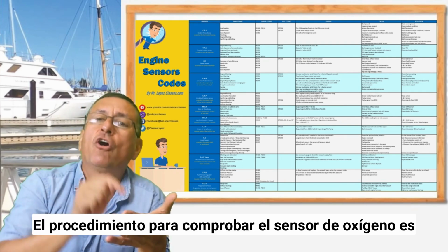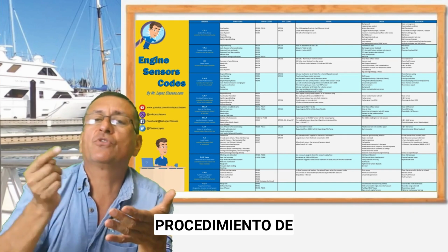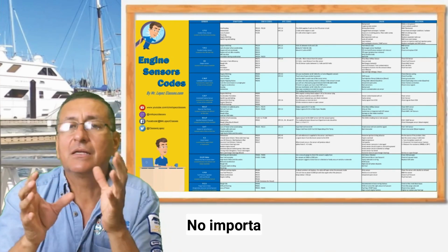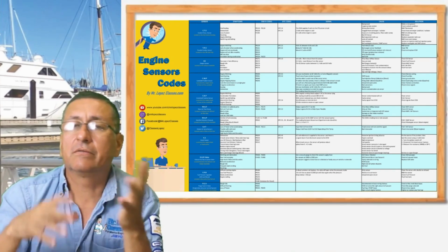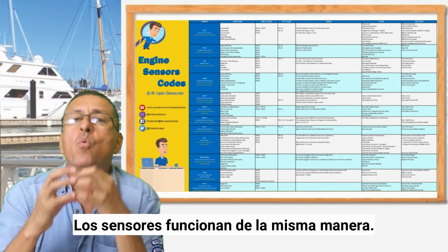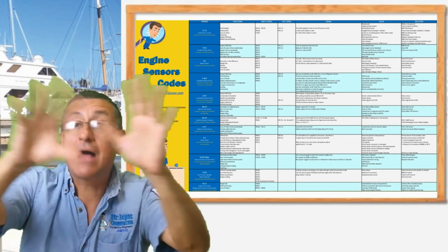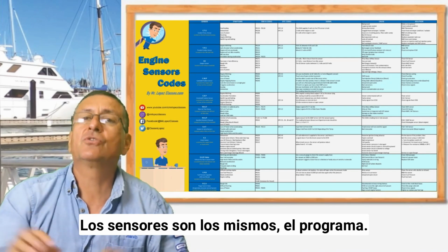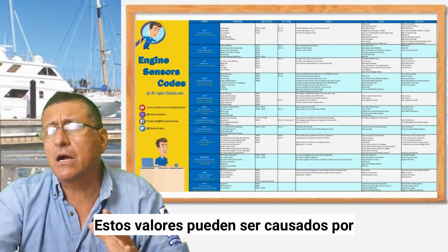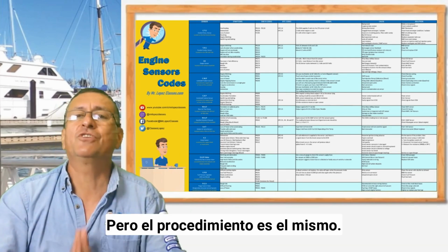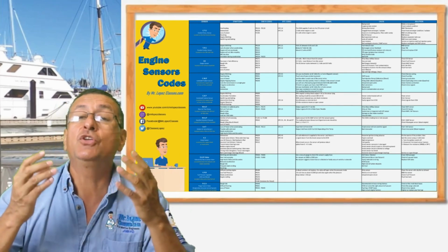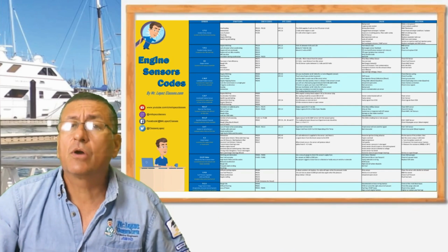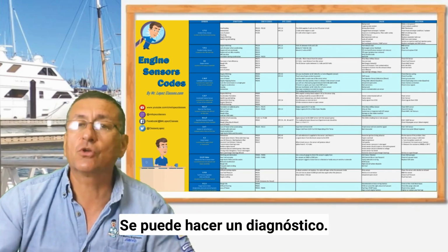The procedure to check the oxygen sensor is exactly the same. The procedure to check a problem related to the NOx sensor is exactly the same. It doesn't matter the model, if it's gas or diesel, the sensor works the same way. If you have a manual of any type of engine, the procedure to troubleshoot the sensor is the same. The values probably are different according to each manufacturer, but the procedure is the same. In other words, even if you don't have the scanner, if you have another manual and the knowledge, you can do the diagnosis.